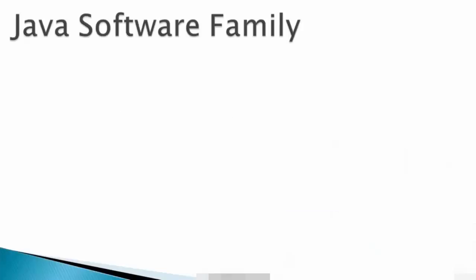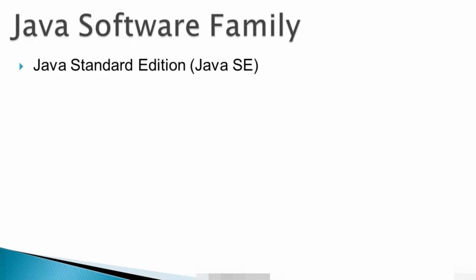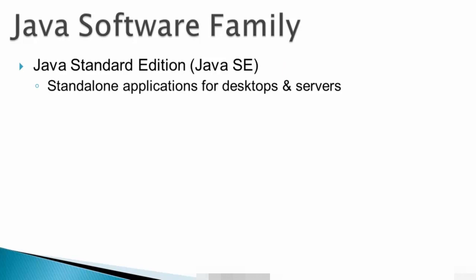The Java software family includes multiple platforms targeting different types of devices, and there are three main platforms that are most commonly used. And the first one is the Java Standard Edition, or Java SE in short, which is the subject of this lecture as well as the course. And previously it was called J2SE. And it is used to develop standalone applications that typically run on desktops but may also run on servers.